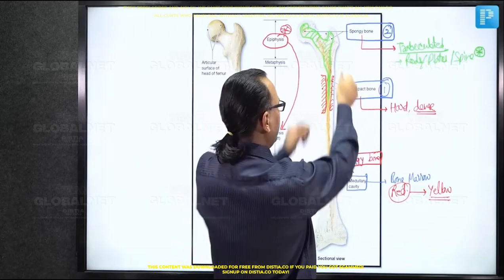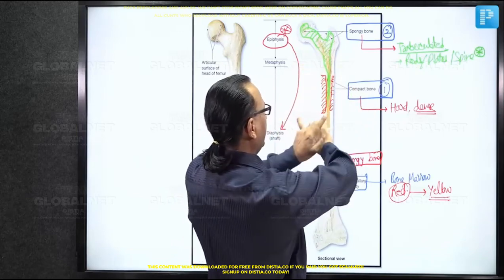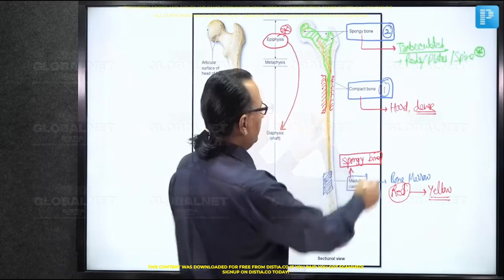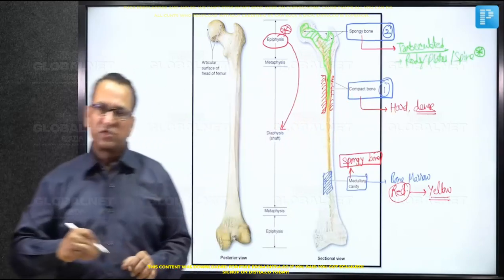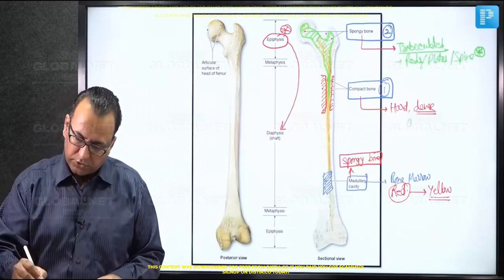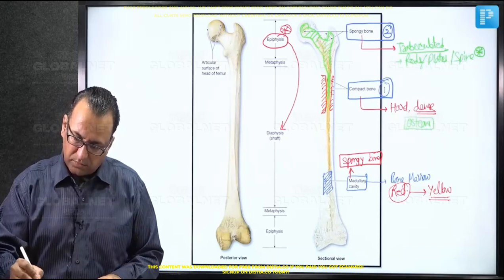The compact bone is in a cylindrical fashion, covering that spongy bone all around. As we talk about the structure of the compact bone, we'll find that it has a structure made up of osteons. Osteons as seen in the compact bone.